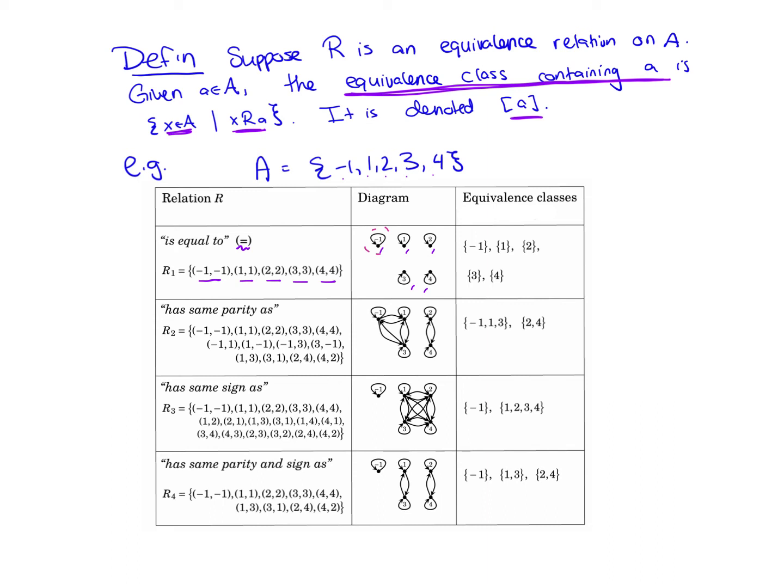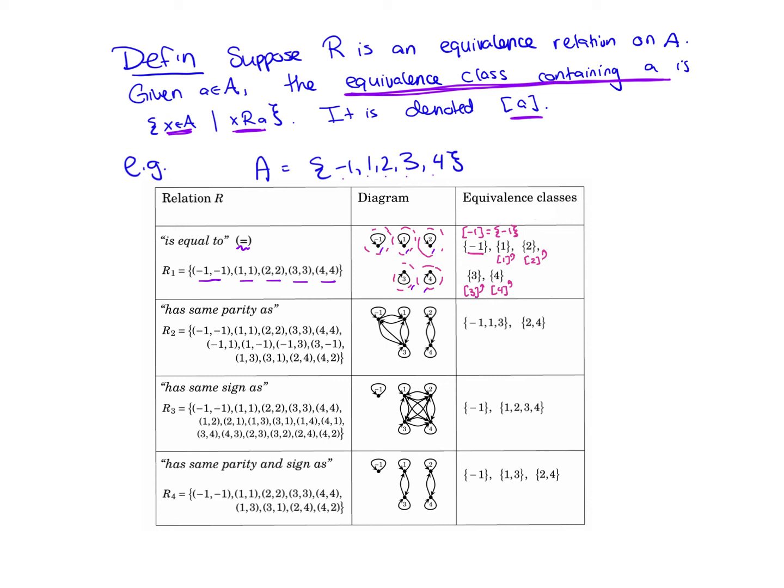But we can see we get each of these individual islands here. And so when I'm thinking about the equivalence class, the equivalence class of -1 is just equal to the set of things that are equivalent to -1, but -1 is the only thing equivalent to itself. So that set containing -1 is the equivalence class of -1. The equivalence class of 1 is just 1. The equivalence class of 2 is just 2. The equivalence class of 3 is just 3. And the equivalence class of 4 is just 4.